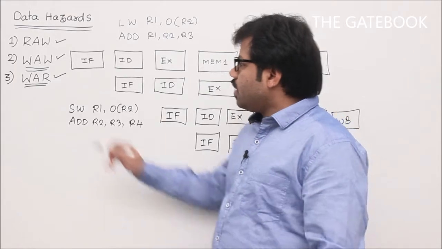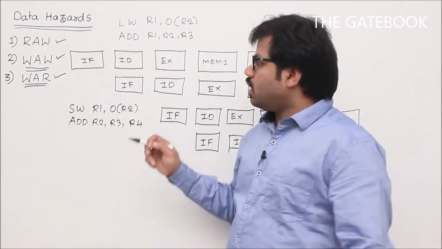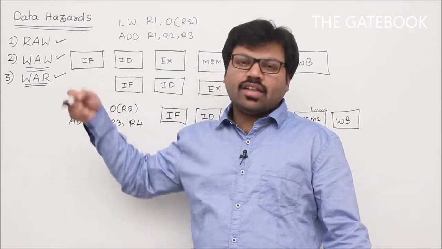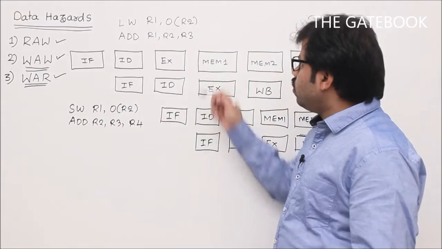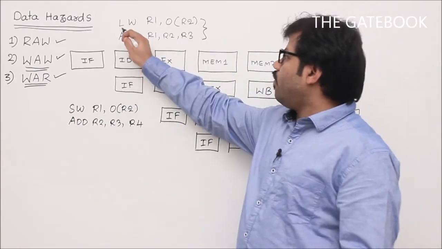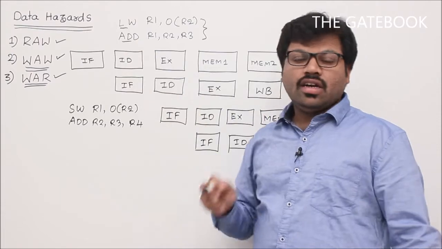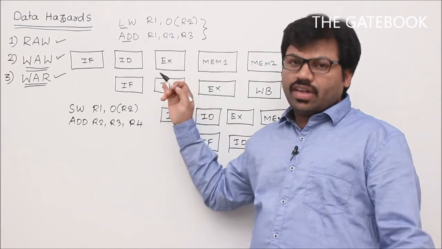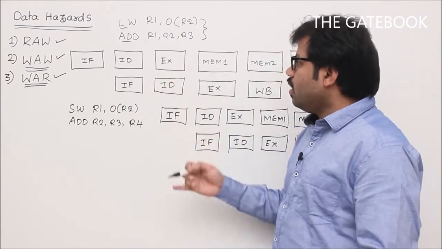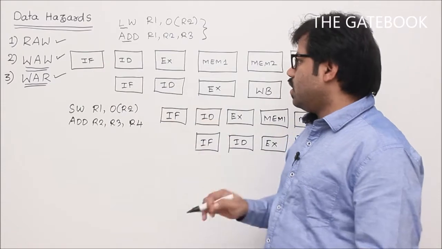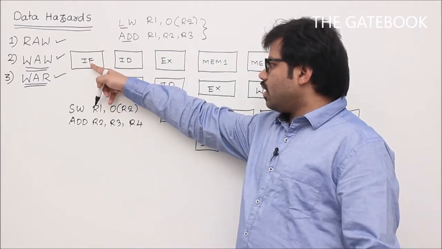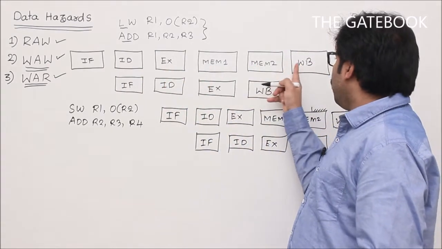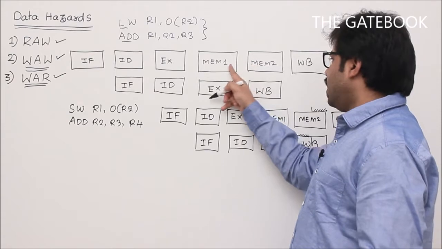Okay, so let us start with write after write hazard. The idea about write after write is that we have to write after another write. Why it should happen we will see. Example, let's say you have a load instruction followed by add instruction, but I am not following the regular pipeline. It is a pipeline with different stages. You see here you have a pipeline with instruction fetch, instruction decode, execute, memory 1, memory 2, write back. There are two memory stages.